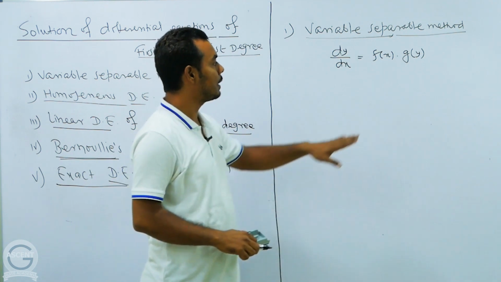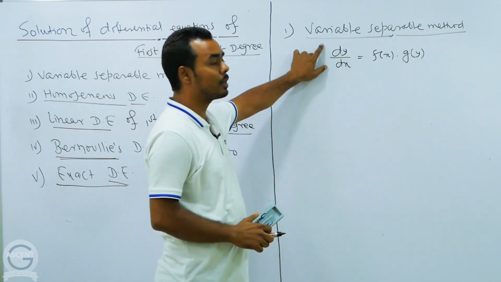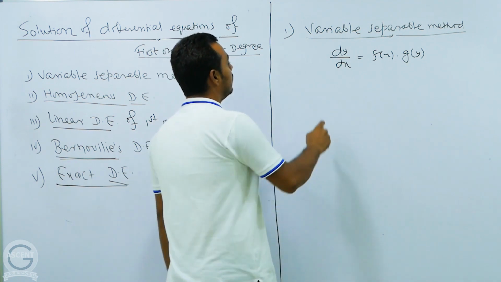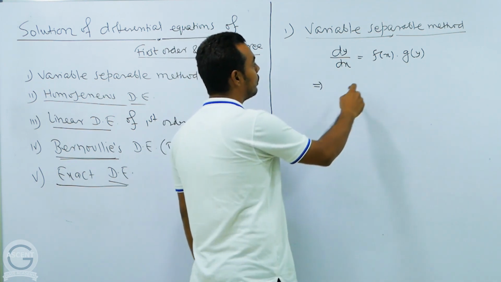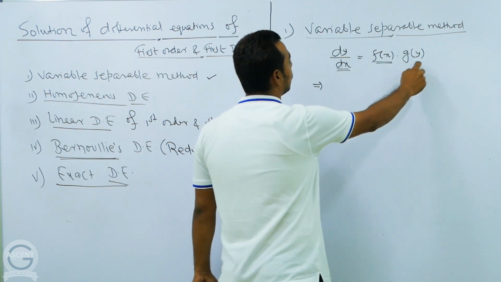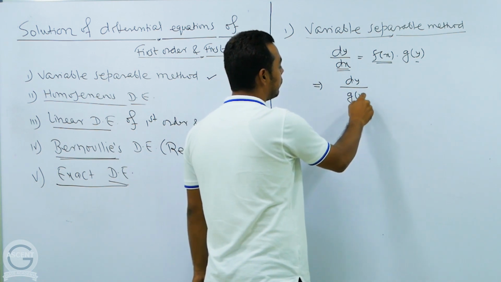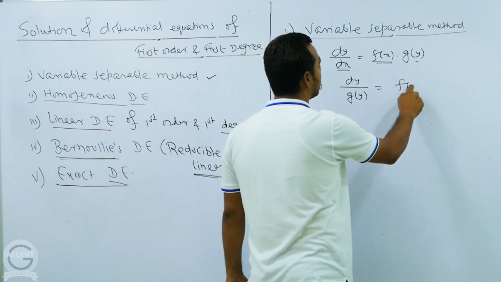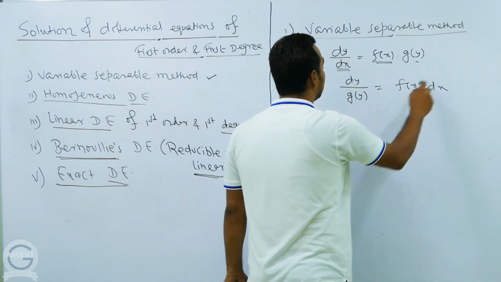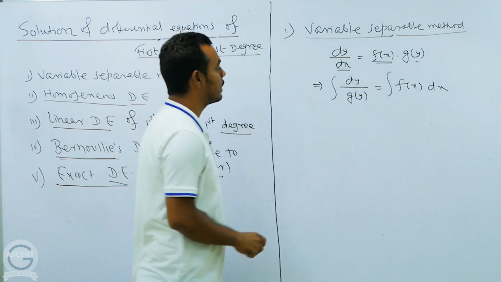Okay, if your differential equation is in this form, then you can solve it using the variable separable method. The approach is to write the function of x with dx and the function of y with dy. So you can write this relation as dy by g(y) equals f(x) dx. Now you have to integrate both sides to get the solution of this differential equation.